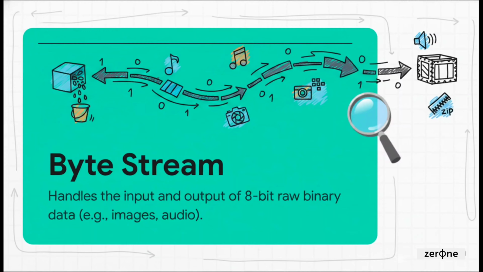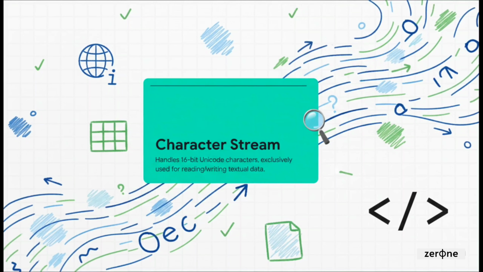Because it reads raw, unformatted bytes, it is absolutely perfect for handling non-textual data. If you are dealing with audio tracks, video files, zip archives, or executable files, byte streams are exactly what you need. Conversely, we have the character stream.